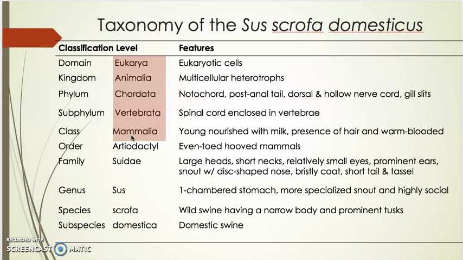That's what domestication is. It happens over time, and these were an evolved subspecies from a wild boar or a wild swine. So it's Sus scrofa domestica. You can also see it just as Sus domesticus. Hope that explains that to you.